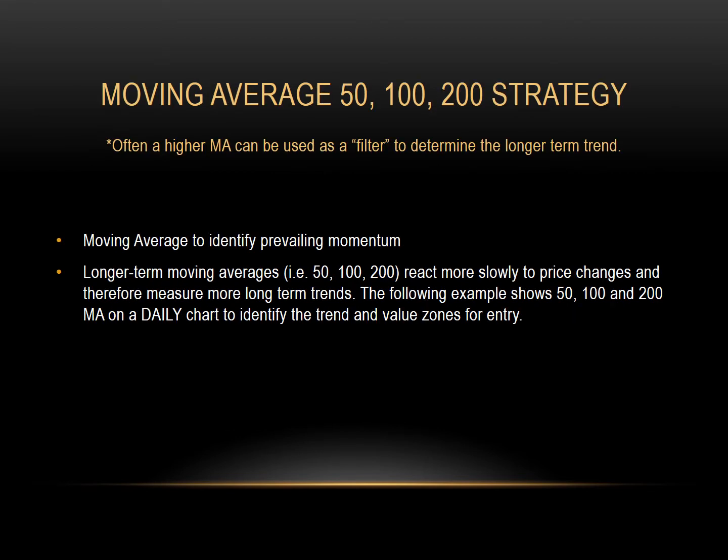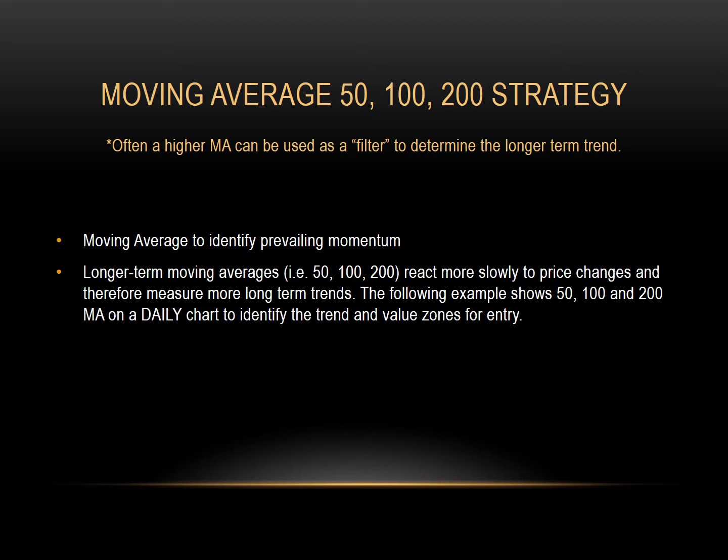Moving average 50, 100 and 200 strategy. Often a higher moving average can be used as a filter to determine the longer term trend. Use the moving average to identify prevailing momentum, and longer term moving averages 50, 100 and 200 react more slowly to price changes and therefore measure long term trends.